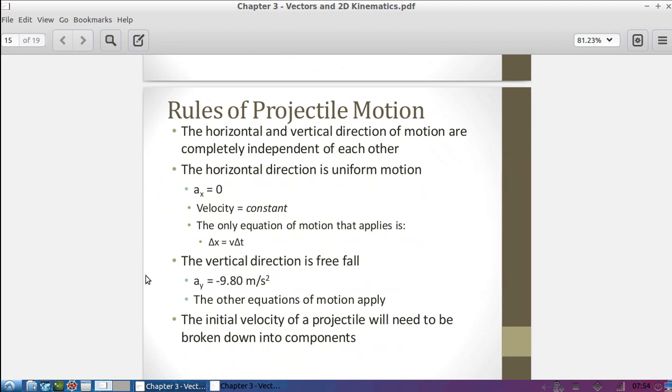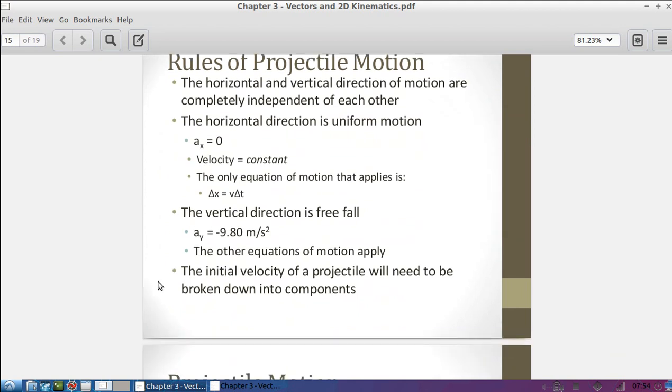Vectors acting in the X and the Y direction are independent of each other. What that means is whatever happens to a velocity vector or an acceleration vector in the Y direction has no impact on an object's motion in the X direction. So that's going to be our strategy. We're going to split these problems up into the X direction and Y direction, and then handle them accordingly.